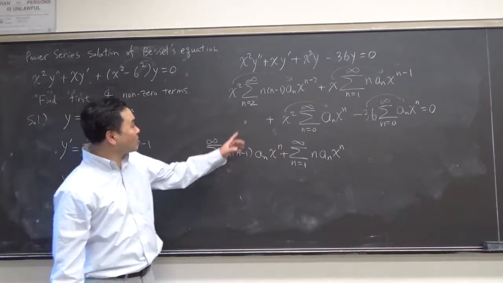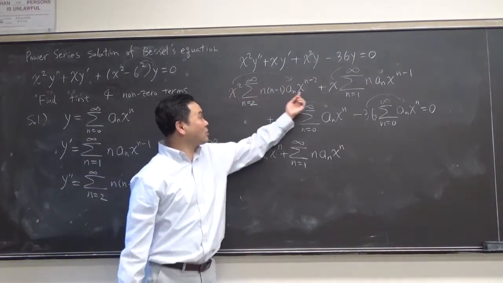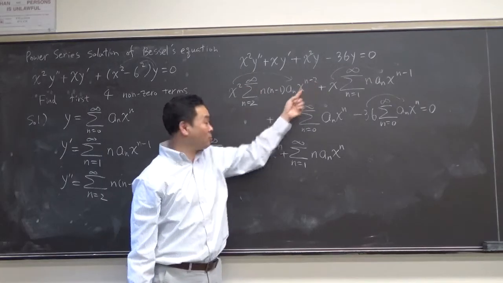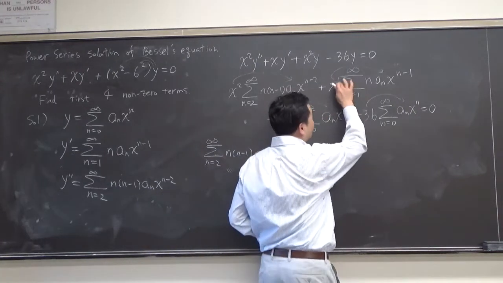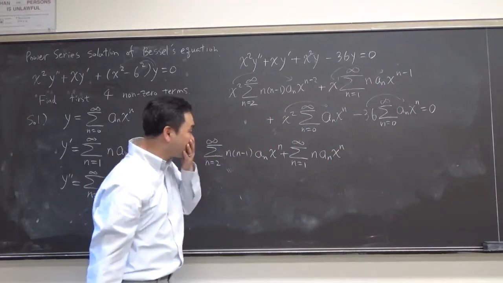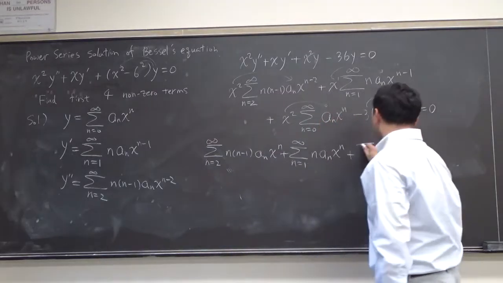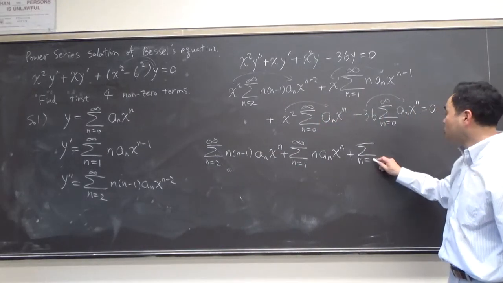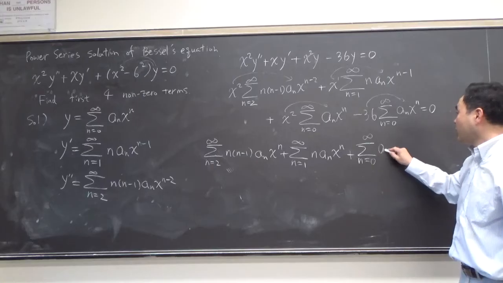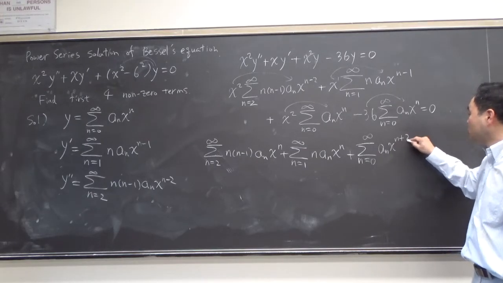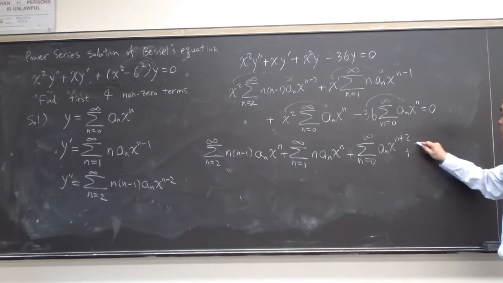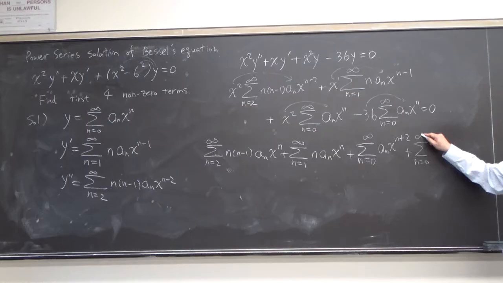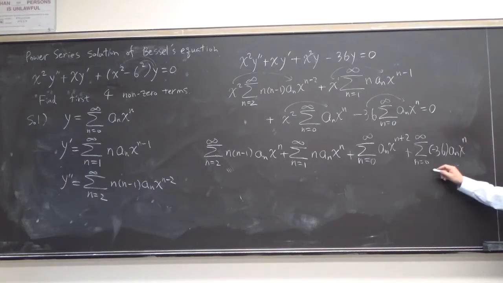Notice that when I brought inside the x squared times x to the n minus 2, the exponents add up, so I write down x to the n. Same thing happened here: this is x to the first power, and 1 plus n minus 1 is just x to the n. And then plus summation n equals 0 through infinity of a n x to the n plus 2, minus, plus summation n equals 0 through infinity of negative 36 a n x to the n, equals 0.